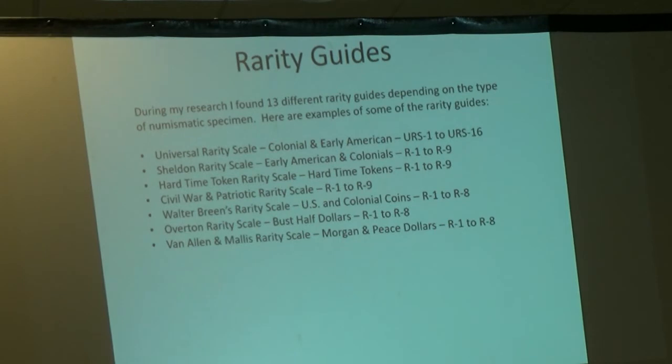The other thing is, especially with Civil War tokens and patriotic tokens, the type of metal used. It could be copper, it could be brass, it could be German silver, and there's very, very few gold. But you can have the same coin, same mint, no variety, but the difference in the metal could change it from an R1, R2, all the way up to an R8 or 9.